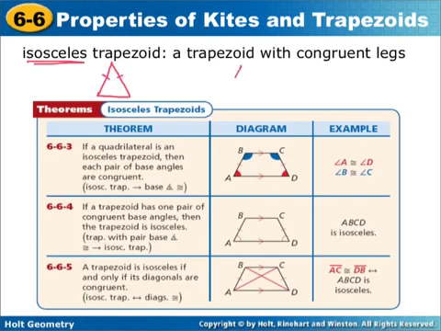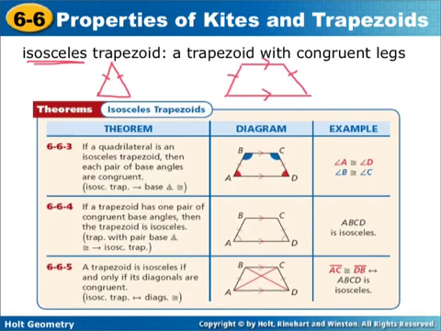An isosceles trapezoid has four sides, so it's not a triangle. And these sides are parallel, that's what makes it a trapezoid. But then you've got these two sides congruent. So hopefully you can sort of see the similarities between an isosceles triangle and an isosceles trapezoid. Okay? There's a lot of things we know about isosceles trapezoids.